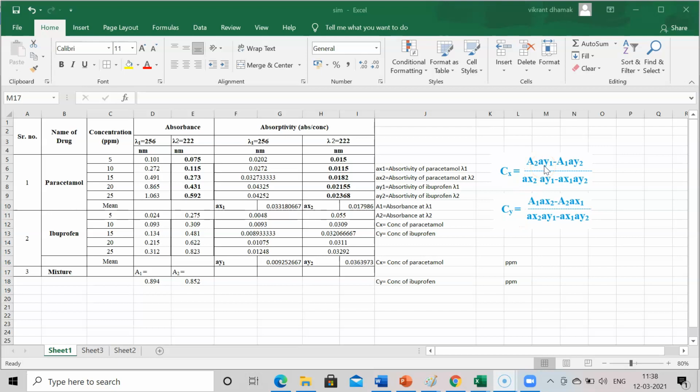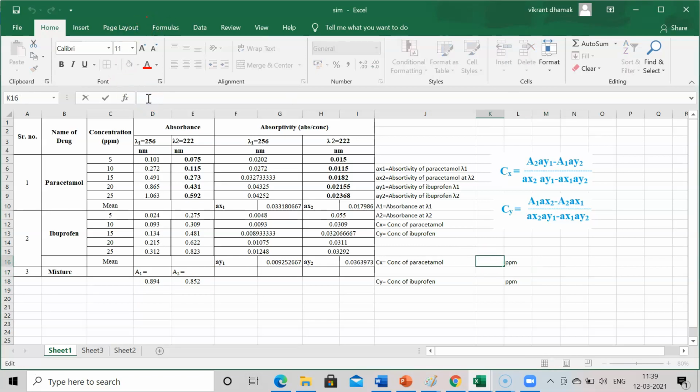A2 into AY1 minus A1 into AY2, divided by AX2 into AY1 minus AX1 into AY2, and respectively similar for ibuprofen. So CX indicates the concentration of paracetamol, and CY indicates the concentration of ibuprofen, and whatever value we get will come in ppm, or parts per million, or microgram per ml. So now let us formulate the formula. Intentionally I wrote this A1 and A2 in different cells because I will require them for the calculation.